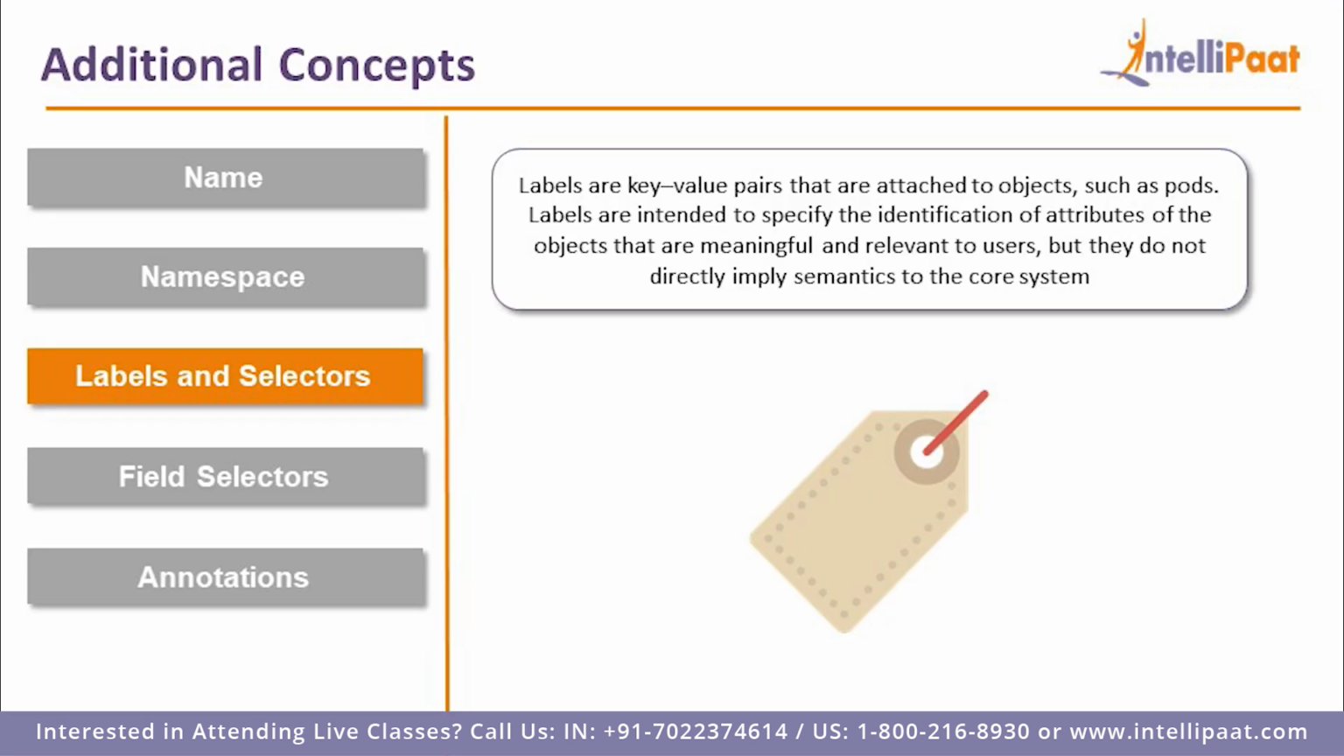So this is generally created for things such as pods, and these are intended to specify the identifying attributes of an object that are meaningful and relevant to the users, but do not directly imply semantics to the core system. So it is usually for identification purposes, and these values which we are identifying are mostly concerned with the user. The users are concerned with these, not necessarily that it impacts the system or the semantics of the system in any way.